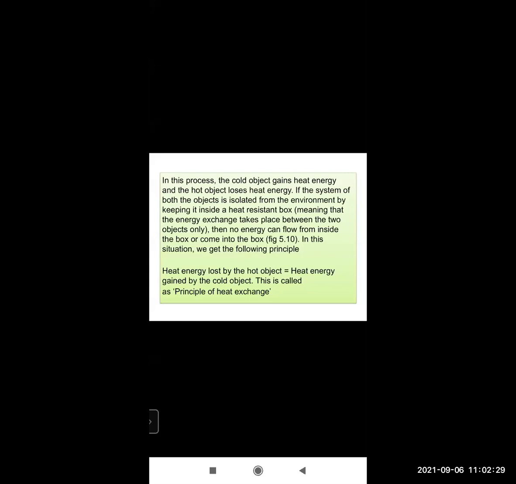Because already we have seen that the temperature of the cold object goes on increasing due to gain of energy. The cold object gains energy, and the hot object loses its energy. So heat energy lost by the hot object is equal to heat energy gained by the cold object, and this is called the principle of heat exchange. Right. So this is an activity about heat exchange. Now we'll see the next point: measurement of specific heat, mixing method and calorimeter. Now see what is given.